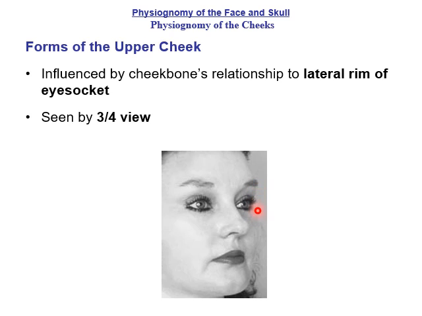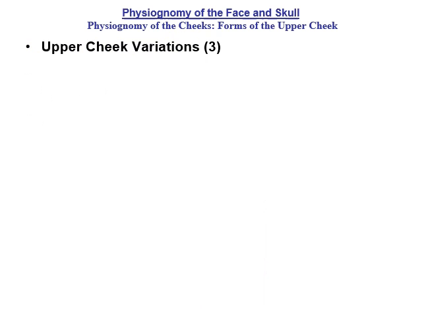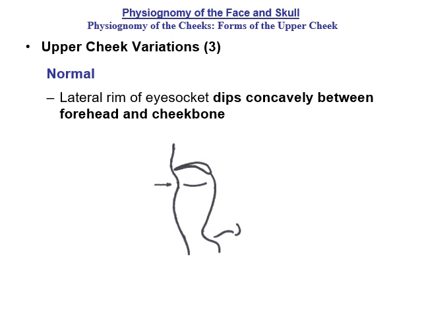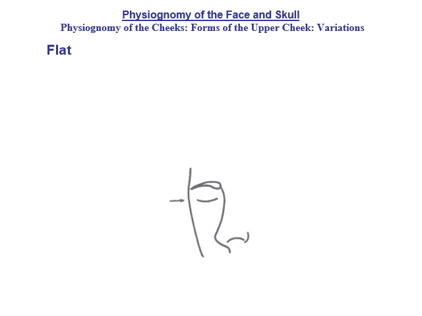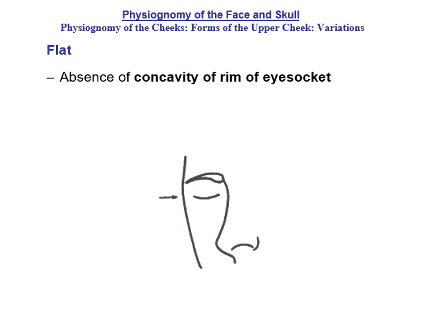What should be there is a little dip. That's the normal cheek variation. The lateral rim of the eye socket dips concavely between the forehead and the cheekbone. So there should be a little dip. And that makes sense because the lateral corner of your eye is on your temple. So if I'm in a three-quarter view, I shouldn't be able to see the lateral corner of your eye. The flat version of this is when there is no dip. There is no concavity between the rim of the eye socket and the cheek. This is usually caused by the upper rim of the eye socket projecting a little bit further out than it should. What this results in is the cheek being less prominent. So you won't see a concavity.